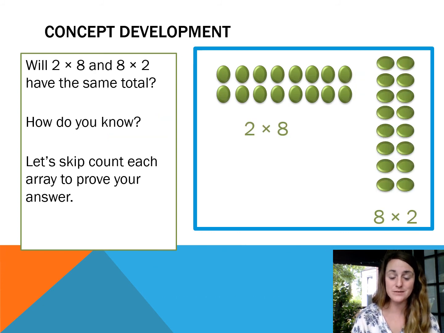Do 2 times 8 and 8 times 2 have the same total? How do you know? Let's skip count each array to prove your answer. 2 times 8 has 8, 16. 8 times 2: 2, 4, 6, 8, 10, 12, 14, 16.